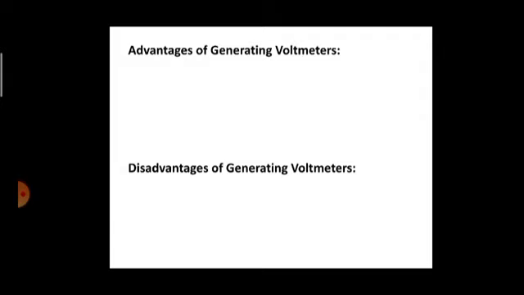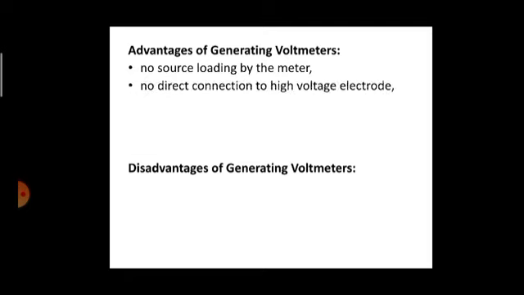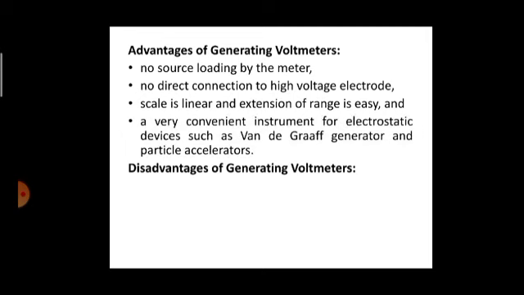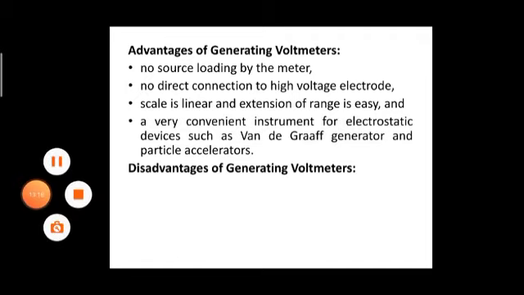There are some disadvantages and some advantages associated with generating voltmeters, so we'll go through them. First, there is no source loading by the micrometer which we have connected. Next, since there is no direct connection to the high voltage electrode, the possibility of the meter getting damaged is less. Next, the scale is linear and the extension of range is easier in this method, and it is a very convenient instrument for electrostatic devices such as the Van de Graaff generator and particle accelerators.